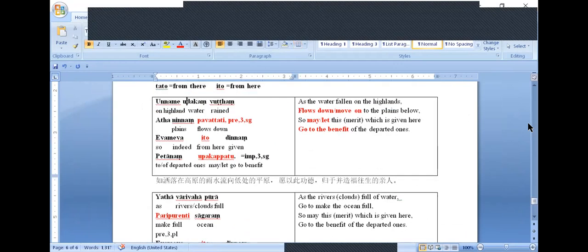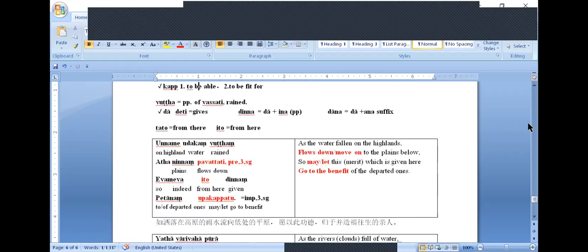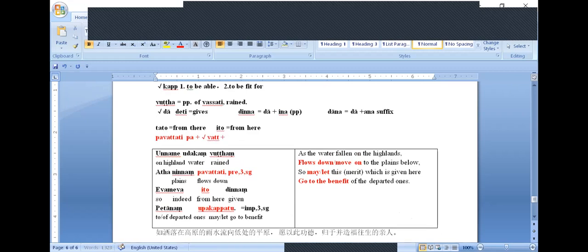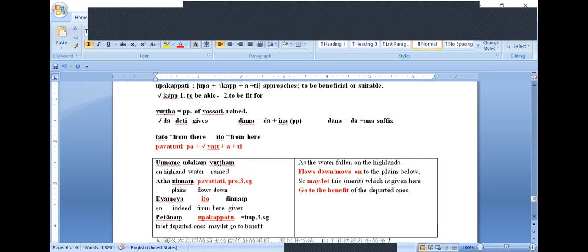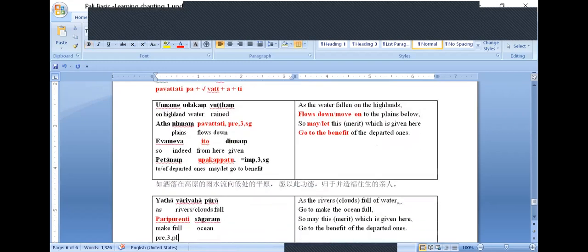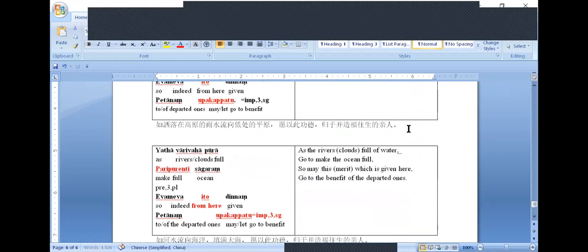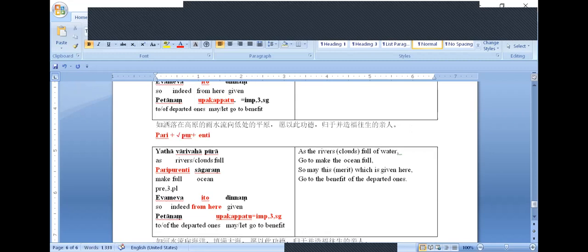For this pawatati, when you learn any verb, it's good to try to diagnose it, try to divide it, right? So easy: prefix pa plus what, plus a and d. So this is not difficult. Upakapatu is just now: upa plus kap plus a and d, or tu here. And this one, paripurenti. This prefix is very easy: pari, alright? Remember you have the 20 prefixes. Pari plus pu plus a and anti. Because here it translates as make full, for those intermediate students, this will be the causative one. Plus the anti suffix.